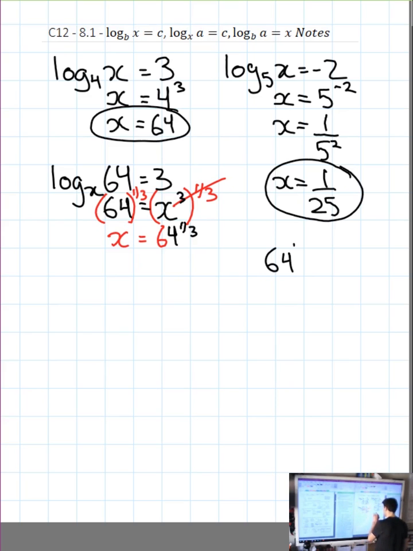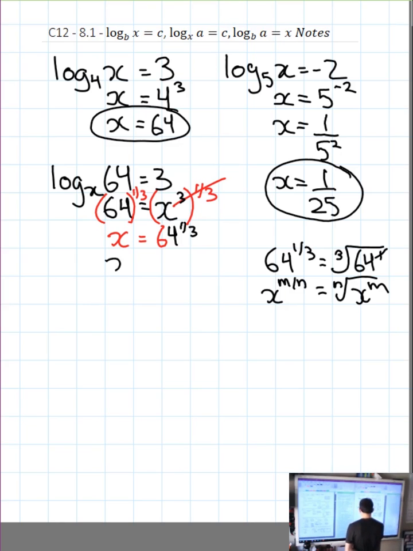So 64 to the 1/3, well, we have the rule x to the m over n is equal to the nth root of x to the m. So 64 to the 1/3 is simply the cube root of 64 to the 1. Now that 1 is unnecessary. So I can replace the right-hand side with the cube root of 64. And I know that the cube root of 64 is 4. Again, feel free to check your answer.